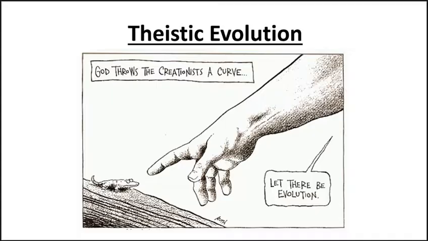The first theory that we're going to talk about is one called theistic evolution. Theos is talking about God. So as you can see in the cartoon, the idea is that God used evolution to create. And that he just kind of set everything in motion in the beginning of time and let evolution do its thing, and that's how you got to where we're at now.